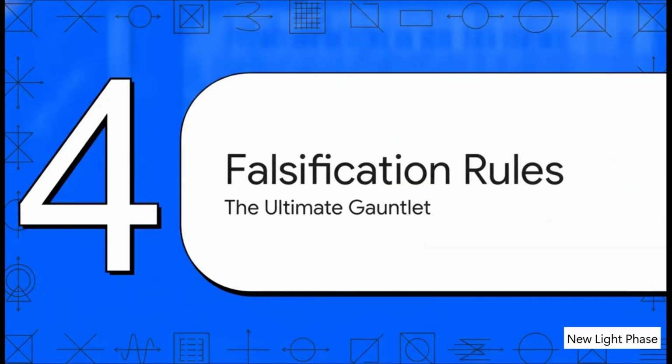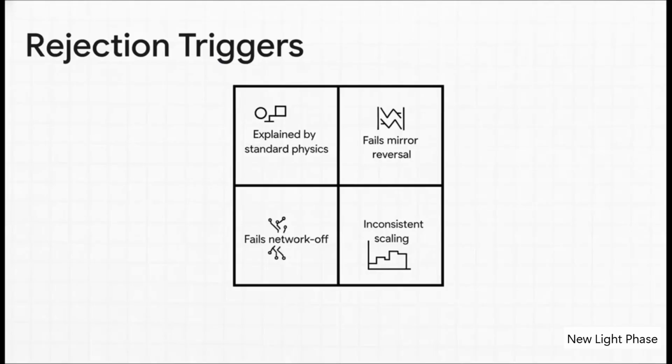On to part 4, rules for falsification, the ultimate gauntlet. You know the secret to really good science, right? You don't build an experiment just to prove your theory right. You build it to try and prove it wrong. Brown's paper provides a really strict list of decisive rejection triggers. If any of these happen, the hypothesis is thrown out entirely.